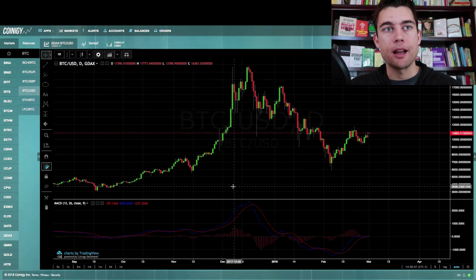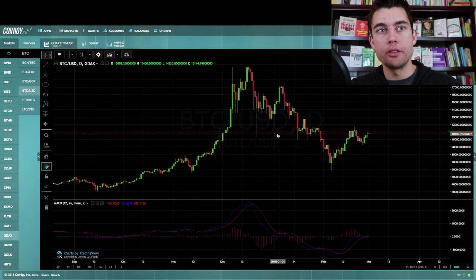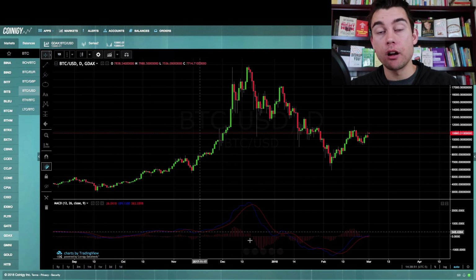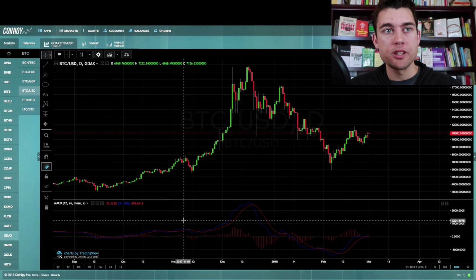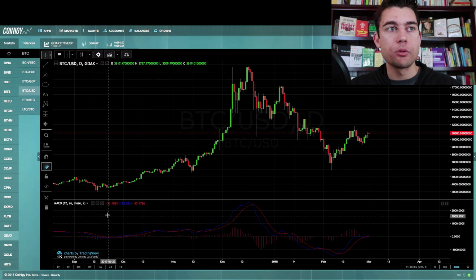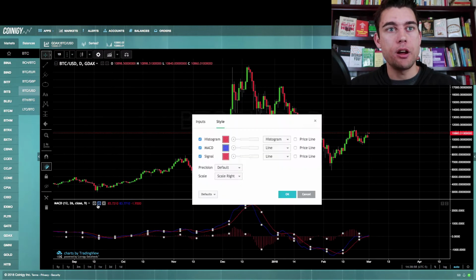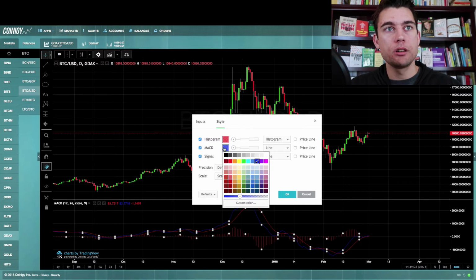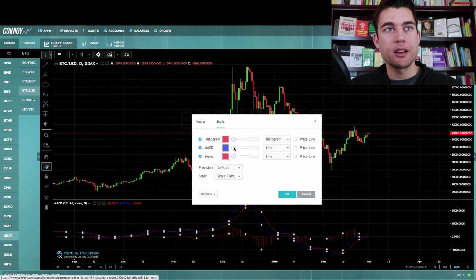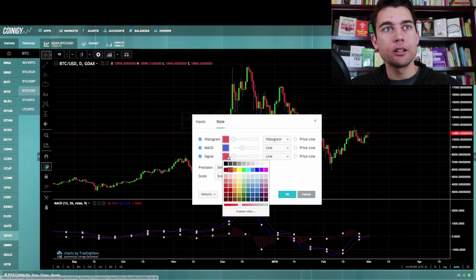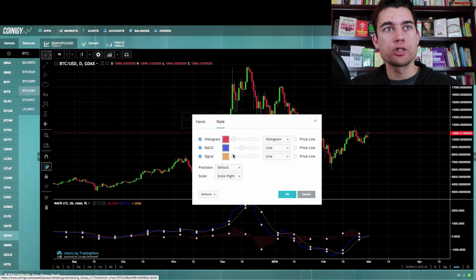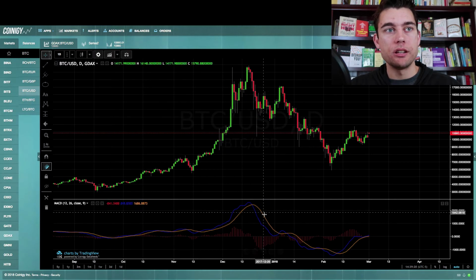So when I put in the MACD, nothing actually showed up on this graph, but it did show up down here underneath the graph. That's where the MACD usually comes up. What I like to do is change the colors to make it a little bit easier to read. I'll keep the MACD as blue, but I will bring up the thickness of the line a little bit, and I'll change the signal line to orange, and bring that up in thickness as well. And this just makes it easier to see.